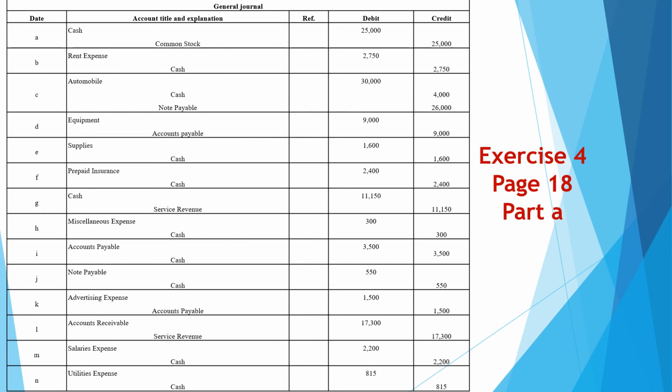Now the second account is cash. Since this service is performed for a cash amount, which is 11,150, the cash account increased and is recorded in debit. So we have cash in debit as well.